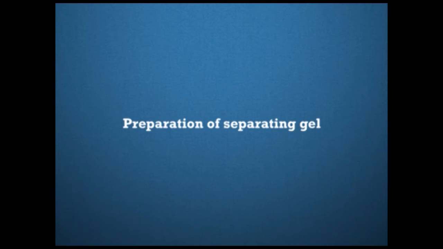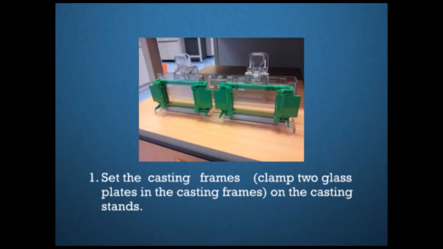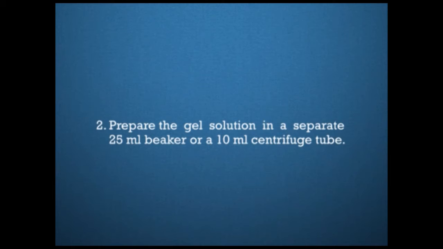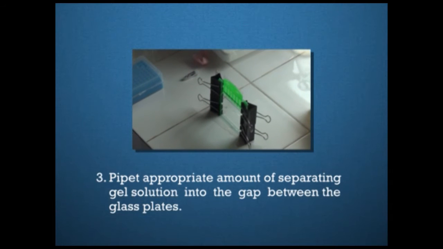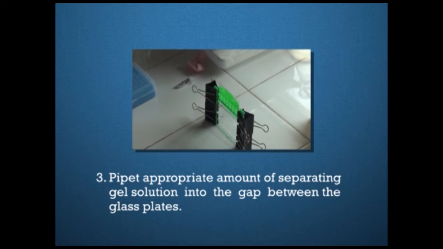In the procedure, we first have to conduct an SDS-PAGE. In the process of SDS-PAGE, there is the preparation of separating gel in the first step. In the first step, set the casting frames, that is, clamp two glass plates in the casting frame on the casting stands. In the second step, prepare the gel solution in a separate 25 ml beaker or a 10 ml centrifuge tube. The third step, pipette an appropriate amount of separating gel solution into the gap between the glass plates.